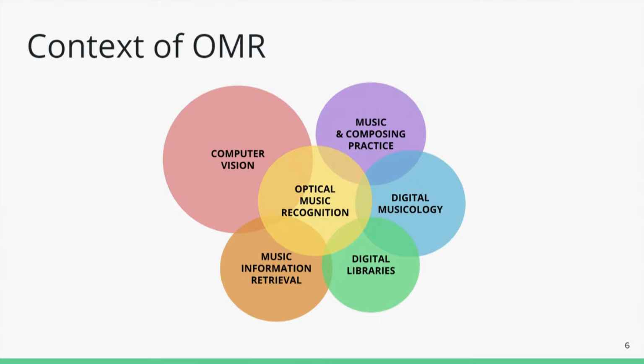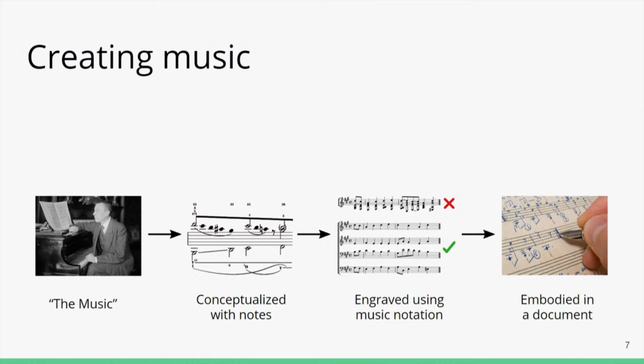To understand optical music recognition, it's probably best to start with how music is created. Music is basically an idea initially. You have a composer who envisions a certain melody, a rhythm, and sound, and they try to capture this idea. One way to capture this idea is by conceptualizing it with notes.